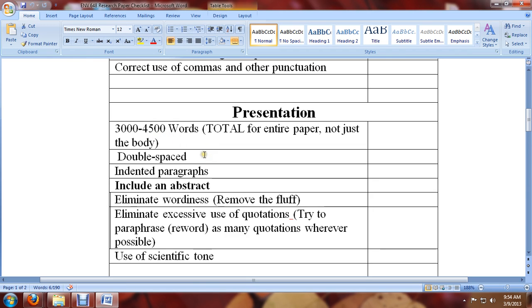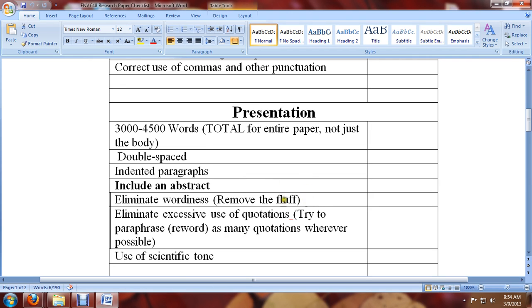The whole thing should be double spaced. You should have correctly indented paragraphs. Don't make everything flush left. Make sure that you're indenting your paragraphs. Include an abstract, right? Eliminate any wordiness, removing all the fluff.